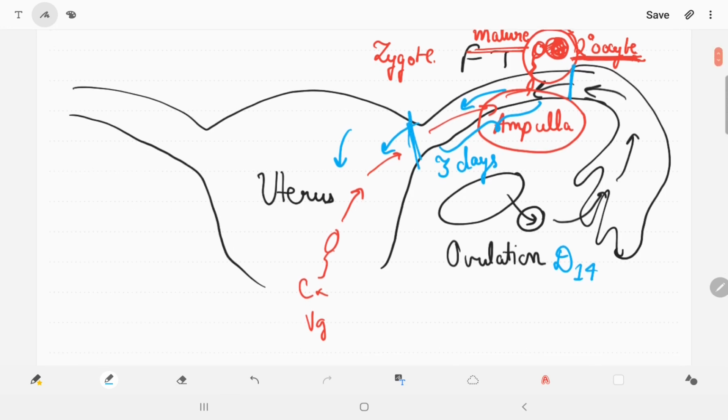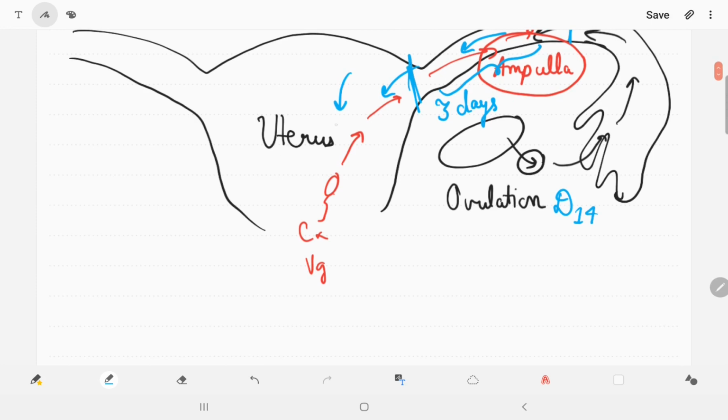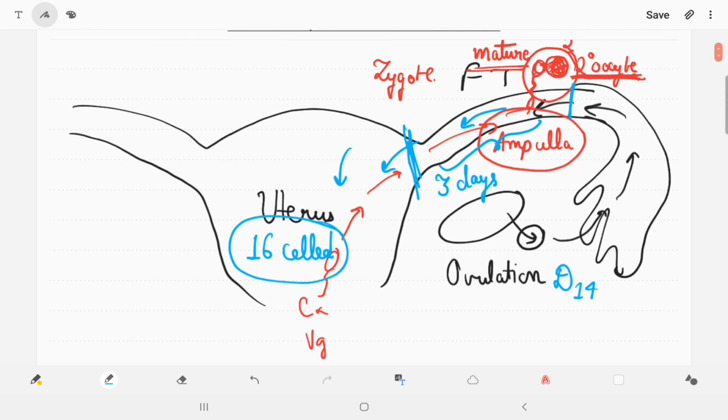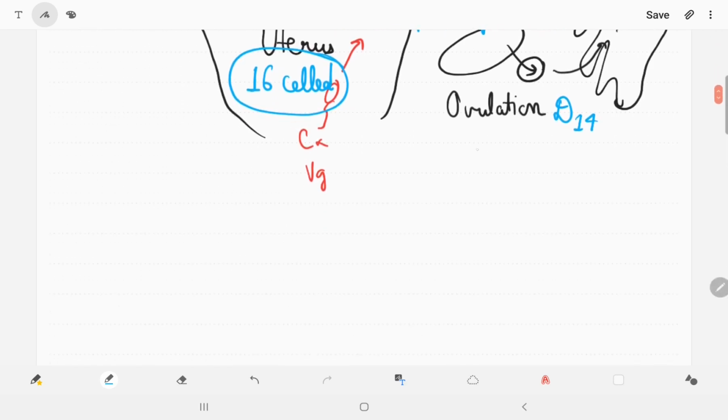And while it is traveling, it is already converting. When it reaches the uterus, it is already converted into the 16 cell stage. So yes, when it reaches the uterus, it is in the 16 cell stage. What I mean by a 16 cell stage is that after the formation of the zygote, my zygote will keep on dividing from 2 to 4 to 8 to 16 to 32 and so on. What are these? These are rapid mitotic divisions which are taking place in the zygote. So yes, now I have formed a 16 cell stage.